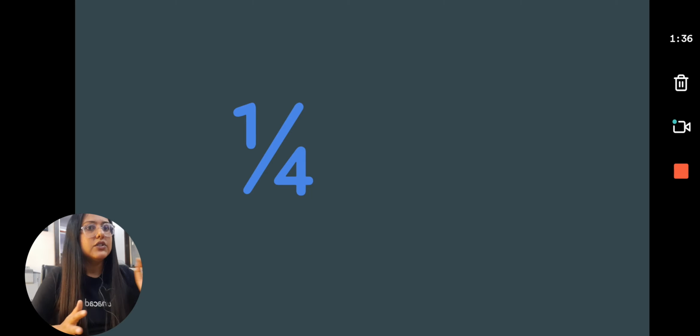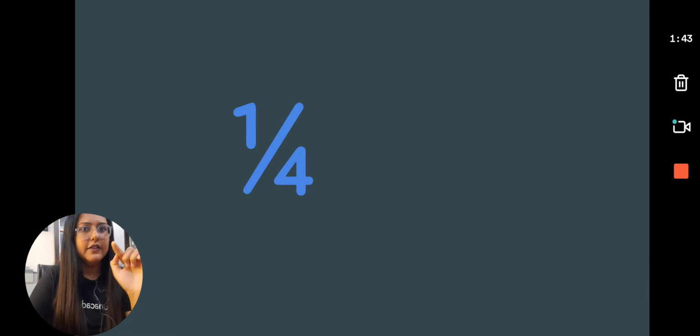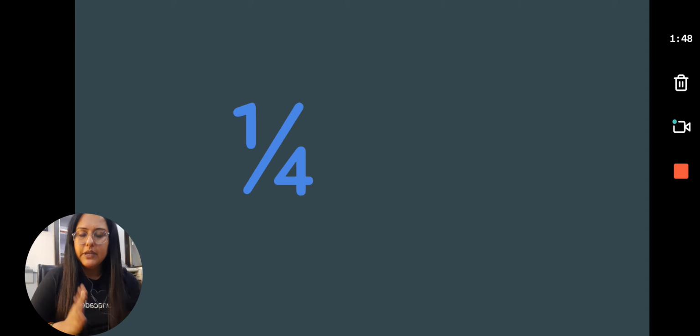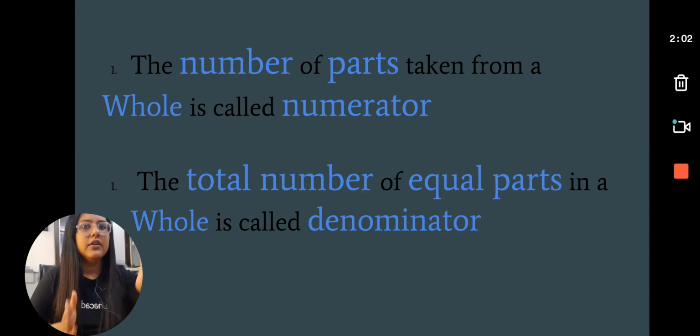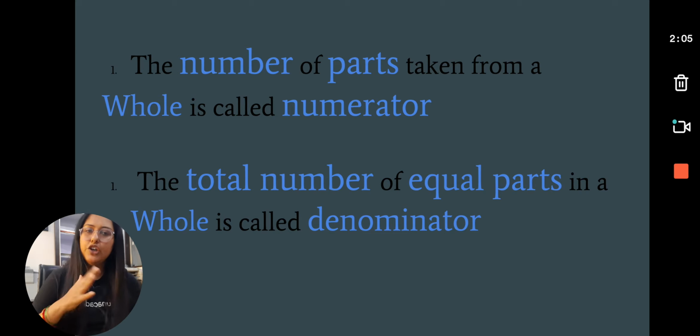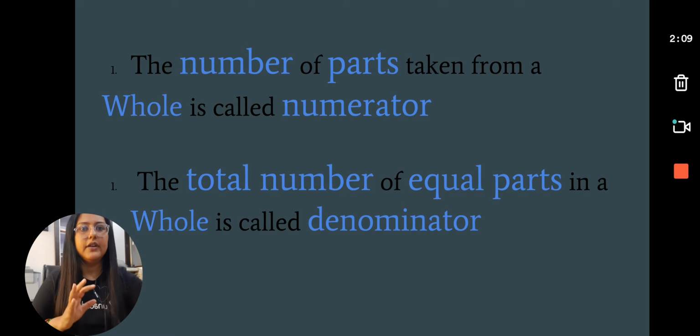Okay, so in this fraction, the term used to represent this number 1 which is above the line is numerator. Please remember this is called numerator, and the number which is written below the line is denominator. Fine. So now we know how to write fractions and what is numerator and what is denominator. The number of parts taken from a whole is called numerator, and the total number of equal parts in the whole is called denominator.